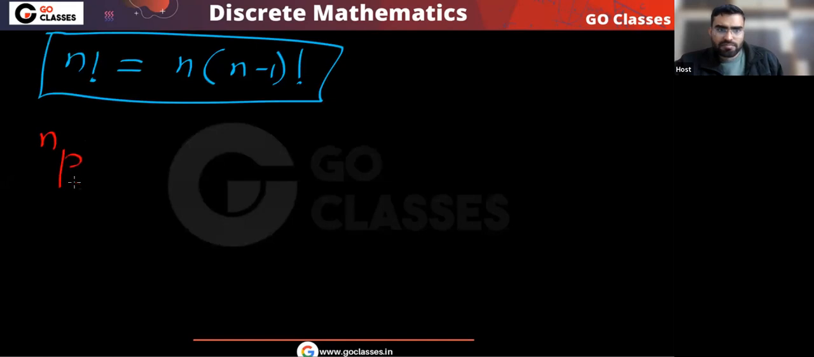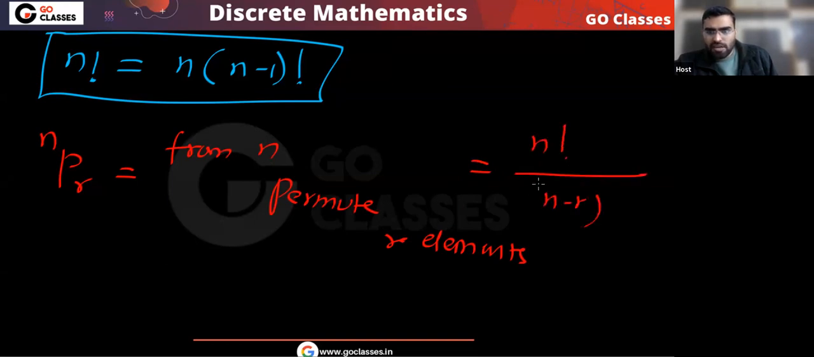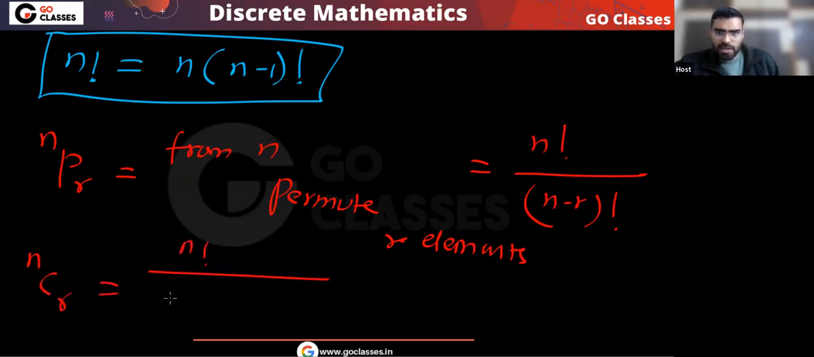And what is nPr? This is permutation. Basically, from n elements, permute r elements. This is the meaning. And what is this? This is very simple. This is n factorial divided by n minus r factorial. The proof of nPr I have already told you in the lectures. We have already seen this in the lectures, correct? And what is nCr? nCr is n factorial divided by n minus r factorial into r factorial.